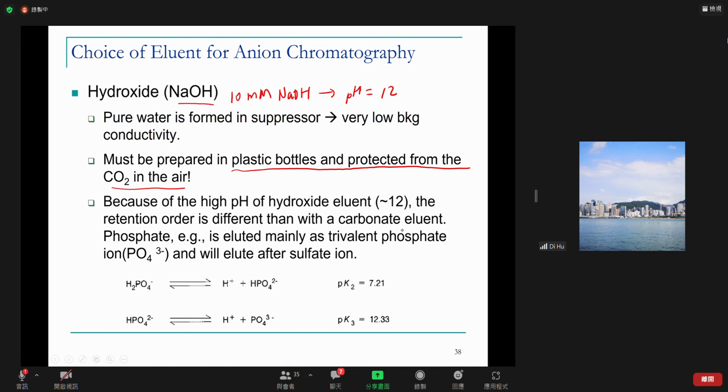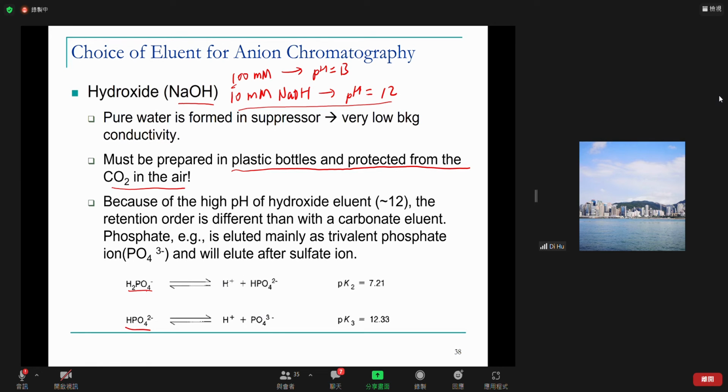Also, because of the high pH of the hydroxide eluent, if you're using even higher, 100 millimole, it already goes to pH equal to 13. And some will even use 500 millimole or higher, with a higher pH. The retention order of some analytes will be different from that of carbonate eluent because of the pH change. For example, as we just mentioned for phosphate, there will be more trivalent phosphate, and it will elute after sulfate ion.